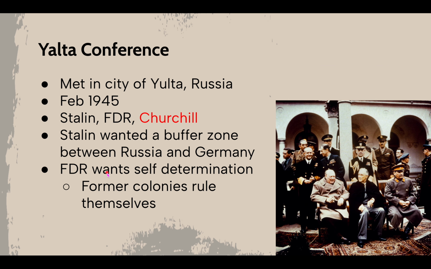Then we have the Yalta Conference. This was where the leaders met in the city of Yalta, Russia in February of 1945, so just right before the ending of the war. Stalin, FDR, and Churchill are there. Stalin wanted a buffer zone between Russia and Germany, so Germany couldn't attack Russia ever again. And FDR wants self-determination, meaning that former colonies would vote to see how they want their government set up.